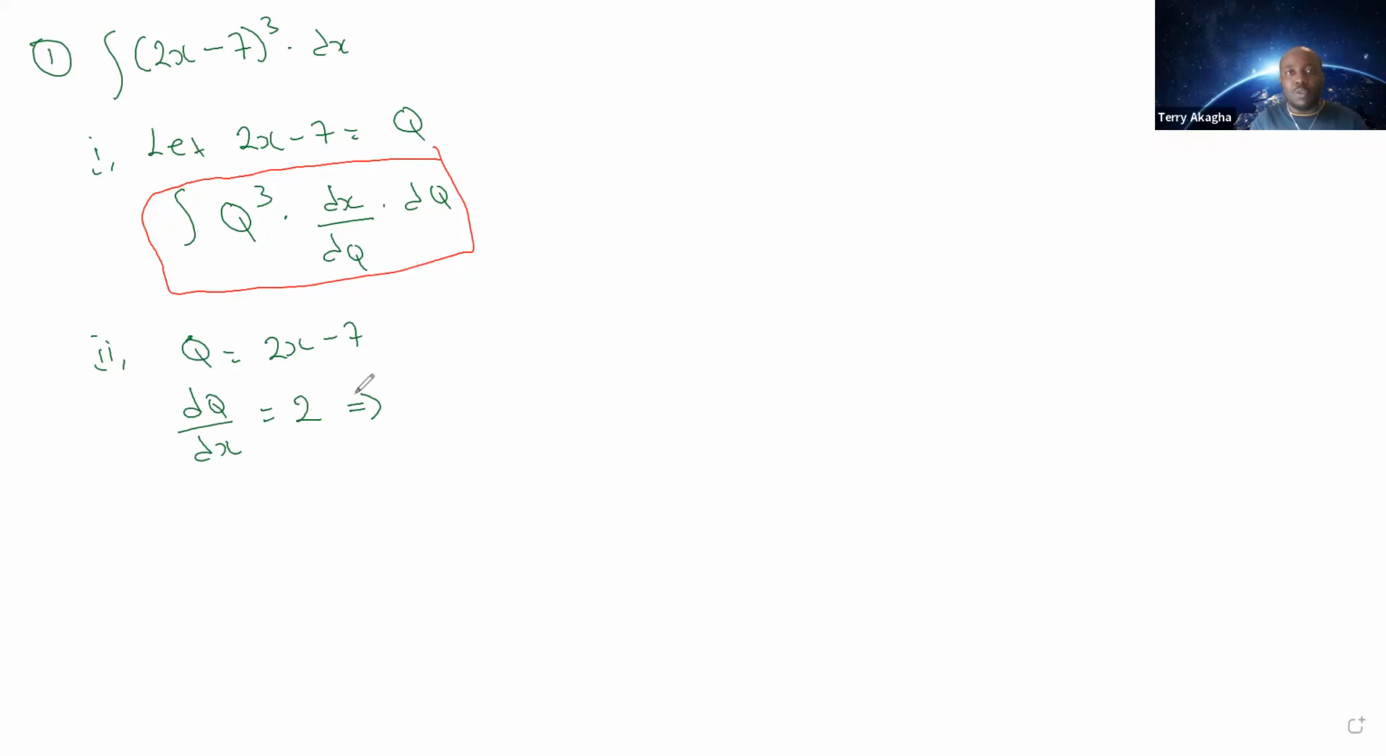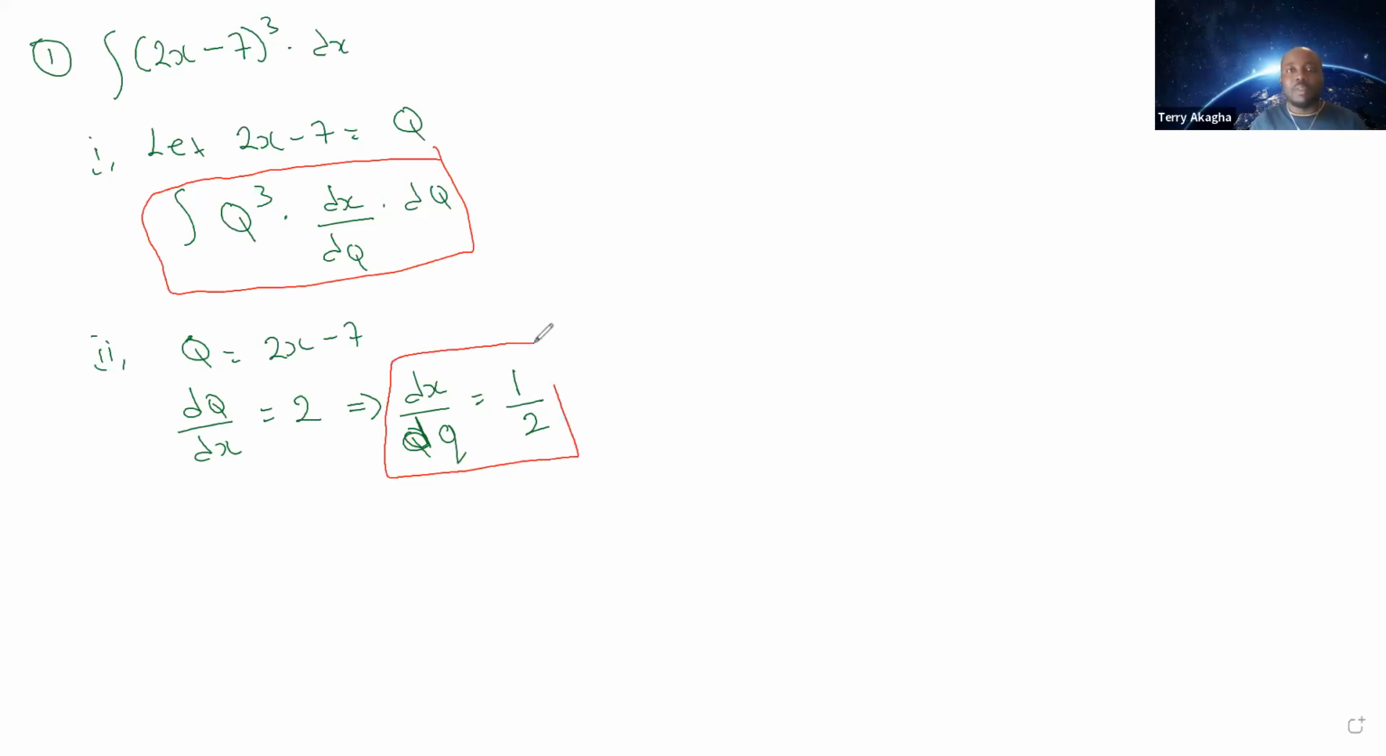dq over dx is equal to 2. So therefore, dx over dq will be equal to 1 over 2. Can you see? Remember, if you swap this, you're going to swap this as well. We're not looking for dq over dx, we're looking for dx over dq. So dx over dq is going to be equal to 1 over 2. Done. We're done with the second one.